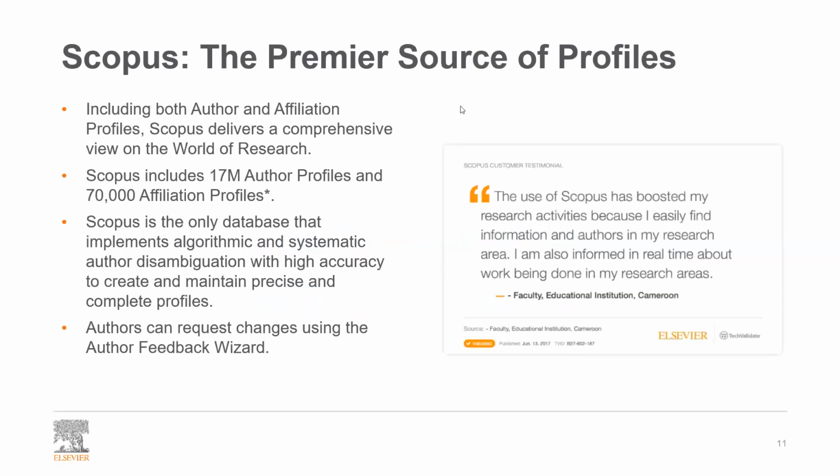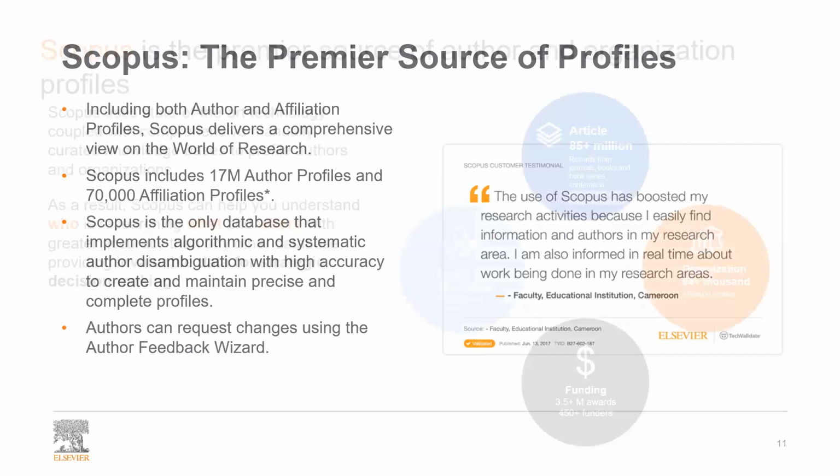So what you're here for today is to find out more about how author profiles work. I want to showcase how Scopus, the premier source of profiles, is able to generate the information you're looking at. Scopus has approximately 17 million author profiles and over 70,000 affiliation profiles. We are the only database which implements algorithmic and systematic author disambiguation with high accuracy to create and maintain precise and complete profiles. We also know that we are not always 100% accurate, which is why we have a very strong author feedback wizard, which you can leverage to make changes.